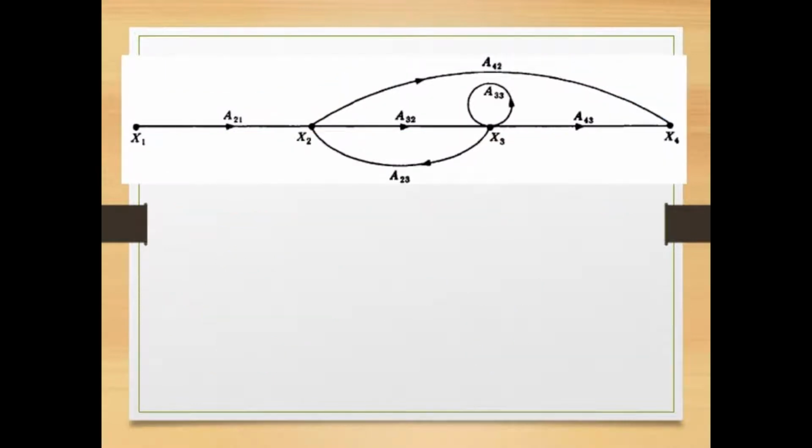Then what is a loop here? Loop is nothing but a feedback path, wherein the path starts from one node and terminates at the same node.